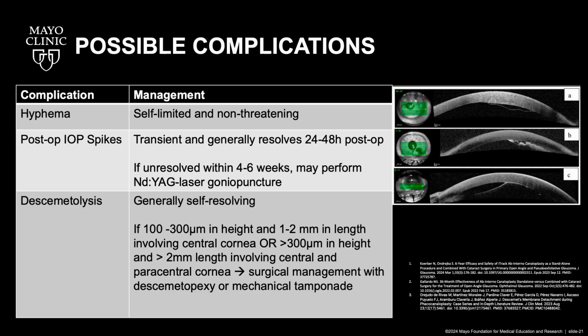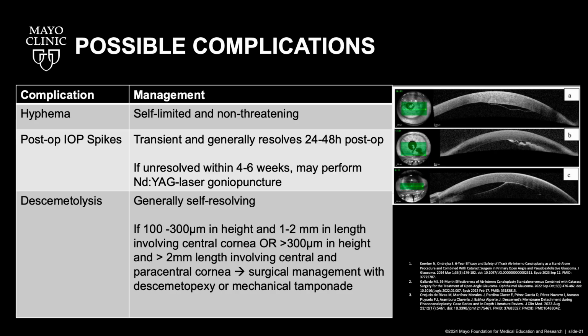So, as with any surgical procedure, complications can be expected. However, most of them in canaloplasty are often self-limited and not harmful. Some of the complications that are most commonly seen are hyphema, postoperative intraocular pressure spikes, and descemet membrane detachment. Generally, hyphema is self-limited and non-threatening and actually can be a good indicator that the canaloplasty was done in the right spot.